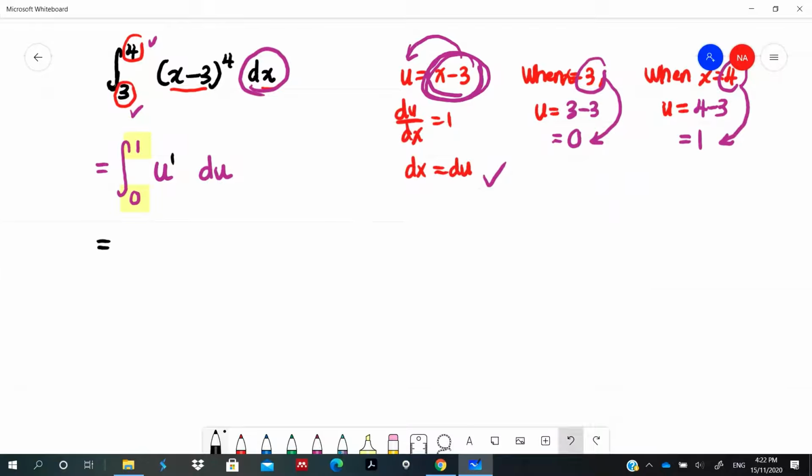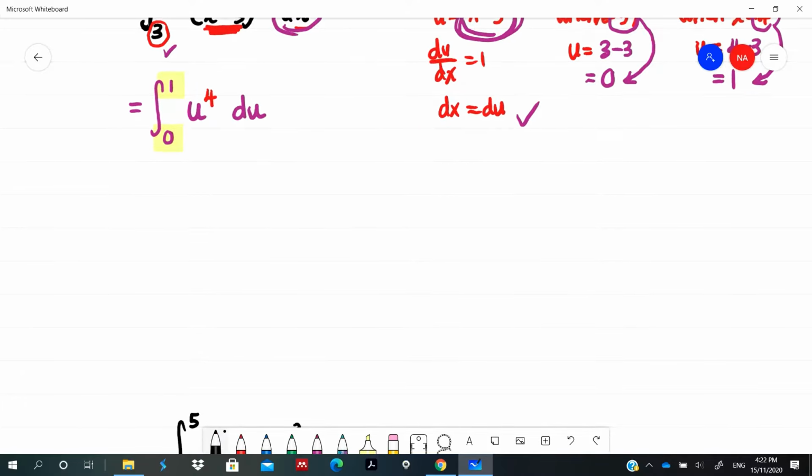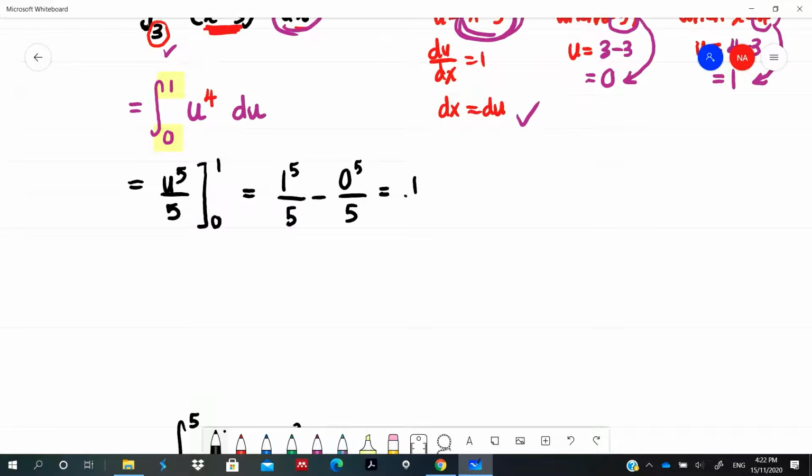I'm sorry, be careful, right? Because this is not actually u, this is actually u to the power of 4. Because we just substituted this with u, that 4 must be written as the power. So integrating this, we'll get u to the power of 5 over 5, but we have to find this for the value of 0 to 1. So we take 1 to the power of 5 over 5 minus 0 to the power of 5 over 5. So this is actually given by 1 over 5 as the final answer.